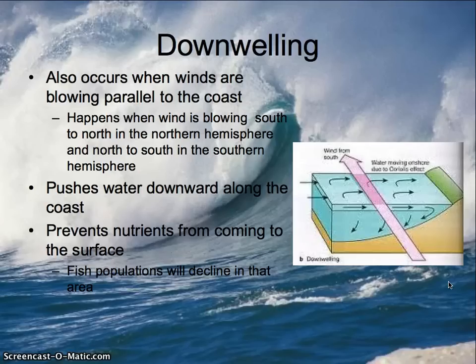Downwelling is the opposite. It occurs when the wind is blowing south to north in the northern hemisphere, or north to south in the southern hemisphere. It pushes water downward along the coast and prevents nutrients from coming to the surface. So wherever there's downwelling, fish populations will decline in that area.